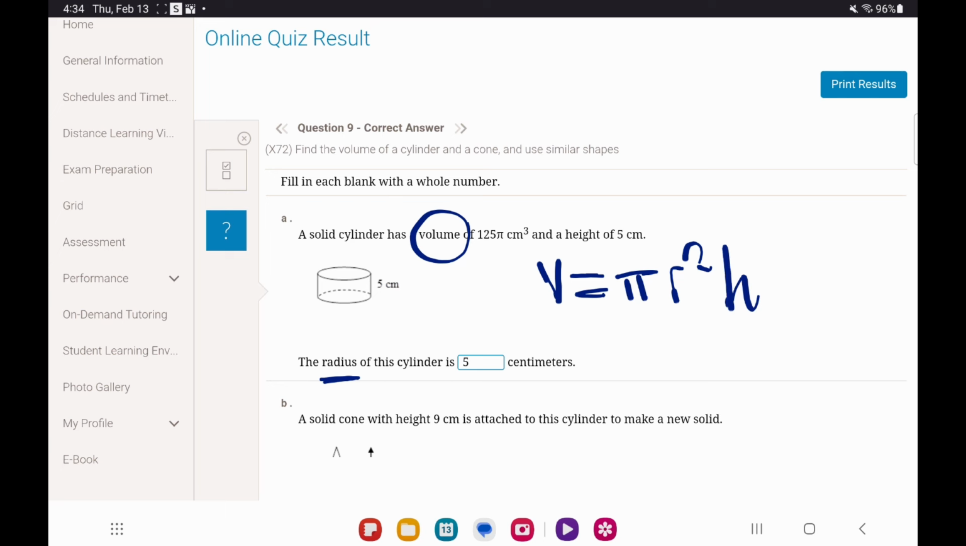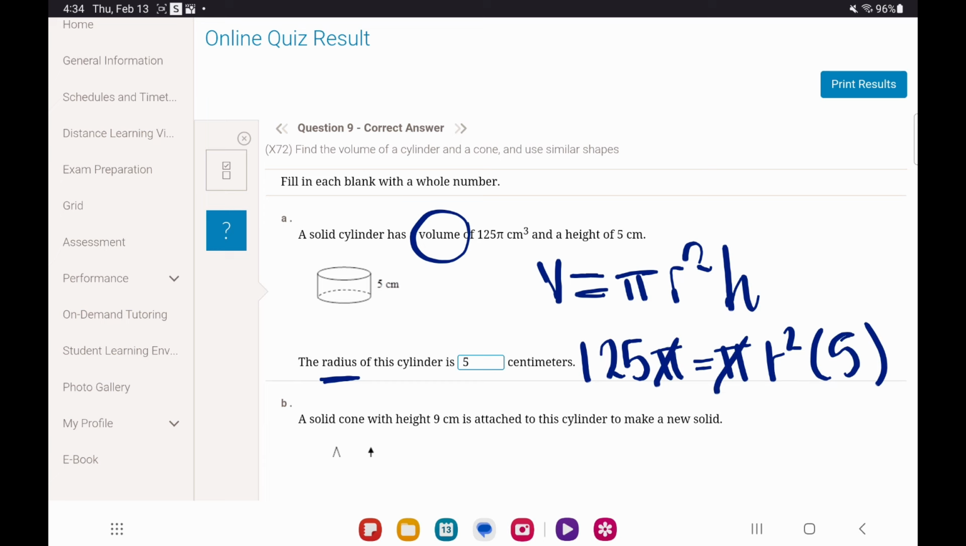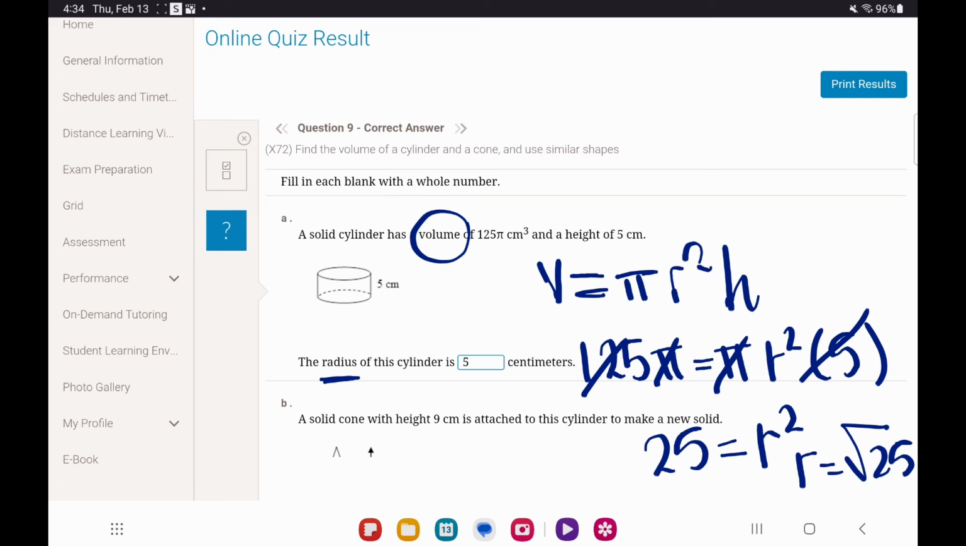Okay, so we have the height, which is 5, and we also have the volume. So 125 pi equals pi, we don't know the radius, so r squared, and then the height is 5. We can cancel the pi's from both sides, and then divide 125 by 5, you get 25. So 25 equals r squared, so r is radical 25. We know that radical 25 is 5, so r is 5 in this part. And that's your answer.